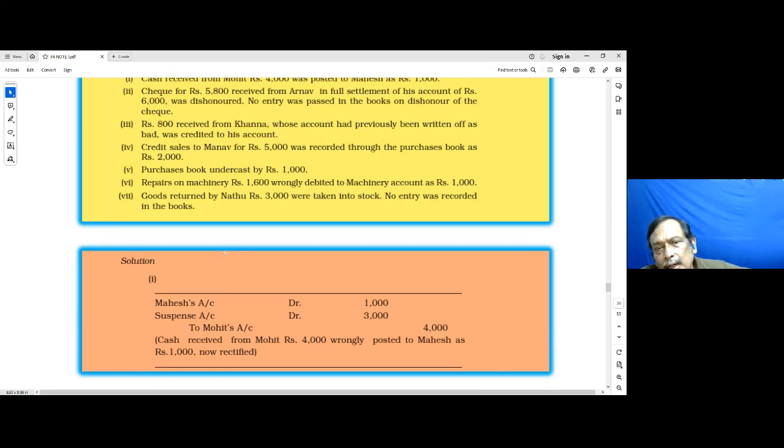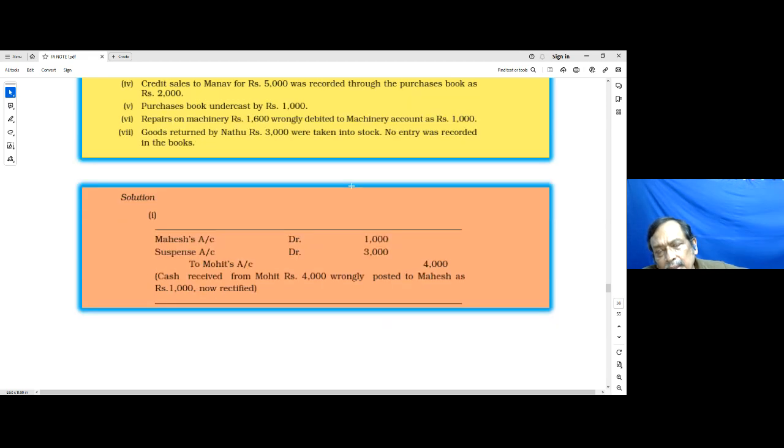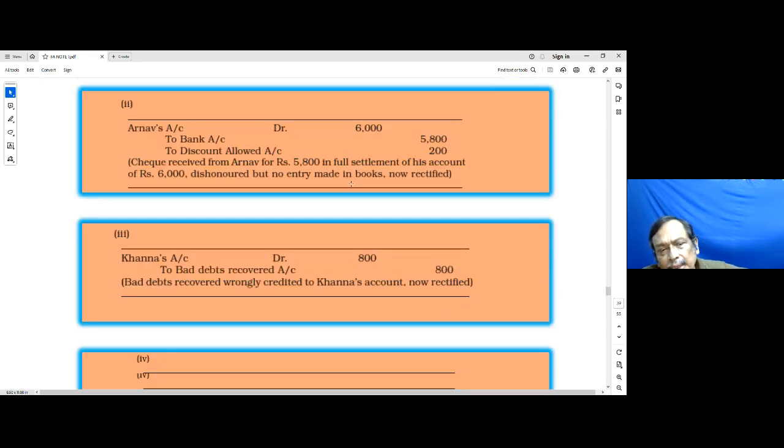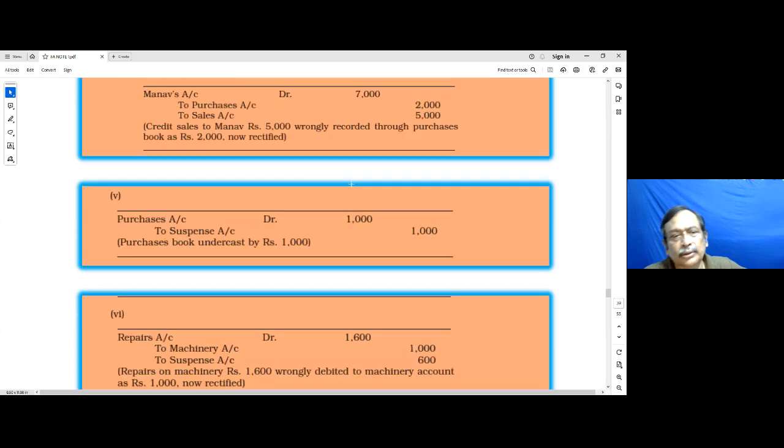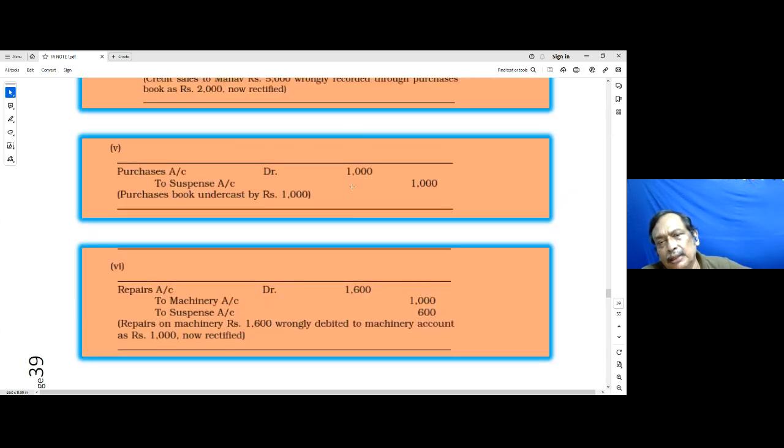Purchases book undercast by rupees 1,000. Remember, it is a one-sided error. Purchase has a debit balance. So you have undercast the purchase book by 1,000. Hence, the entry will be related to suspense account. So purchase account will be debited by 1,000 to suspense account 1,000. That is purchase book undercast by rupees 1,000.